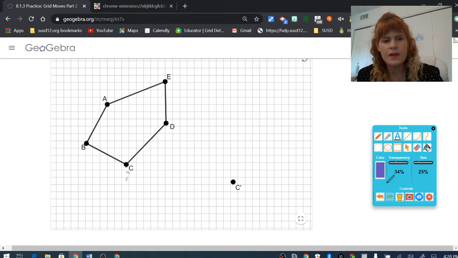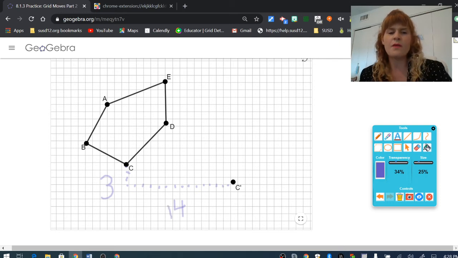So that's 3 units down, and then measure across 14 units across. So that's a more accurate way to measure all of my points. Let's try it with B. 3 units down and 14 units across. So that's B prime.